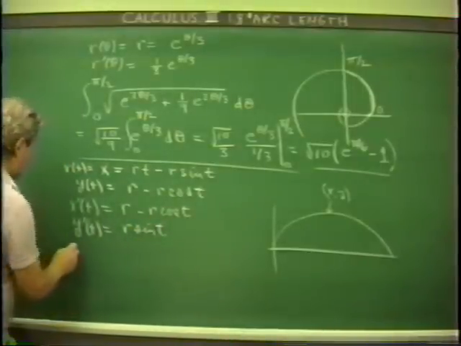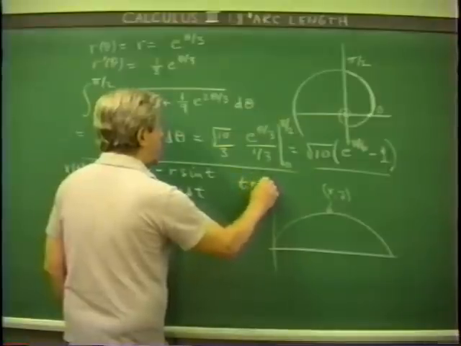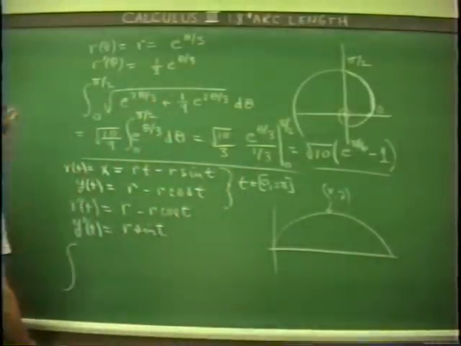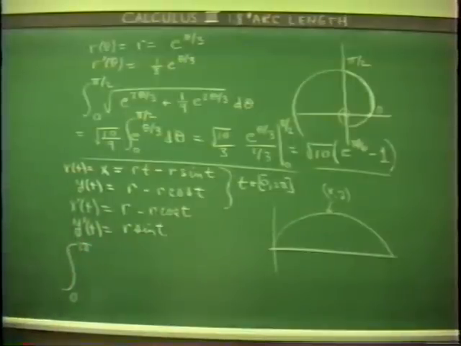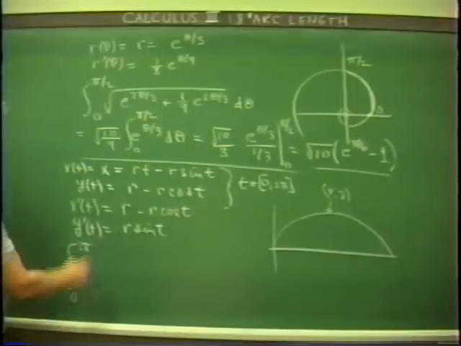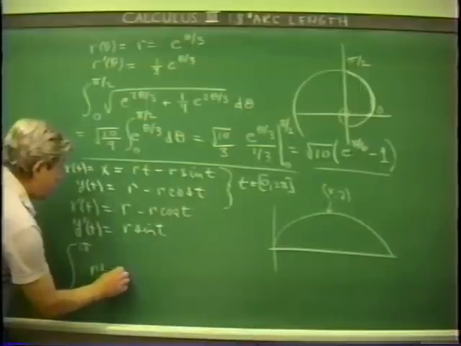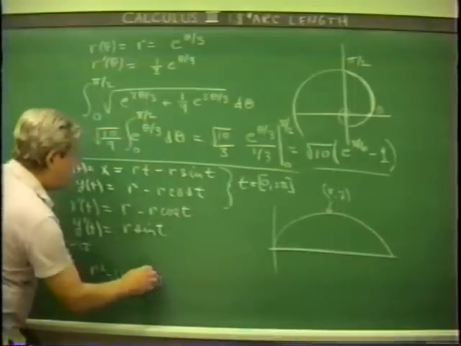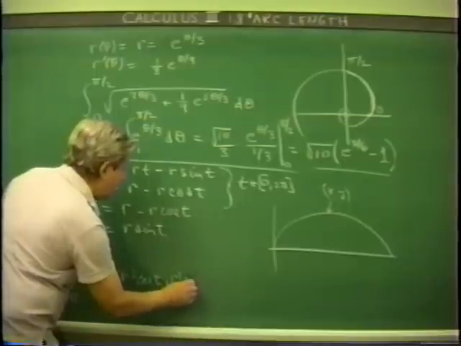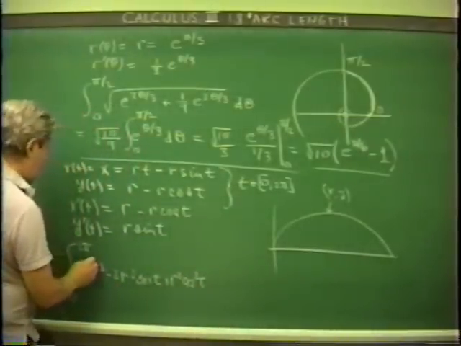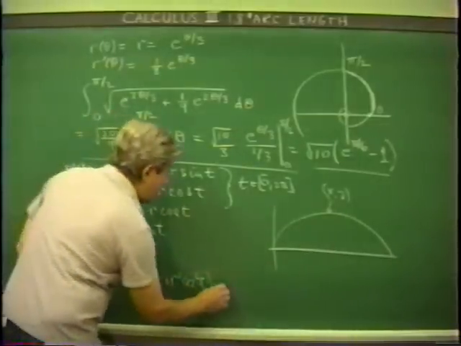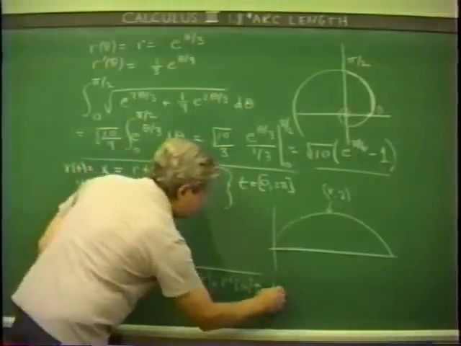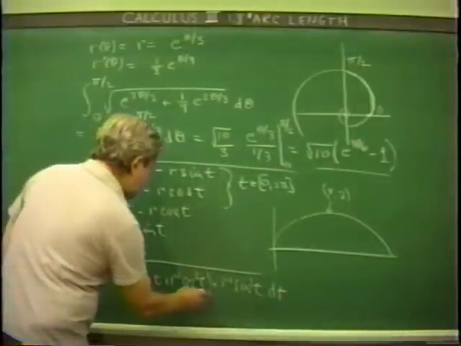Y prime of t is going to be equal to r sine t. And so now the integral that we're interested in here, for t between 0 and 2 pi, we want to integrate from 0 to 2 pi, right? And we get x prime squared, which is r squared, minus 2r squared cosine t, plus r squared cosine squared t, that's x prime squared, plus y prime squared is going to be r squared sine squared t. Take the square root of this and integrate it with respect to t.